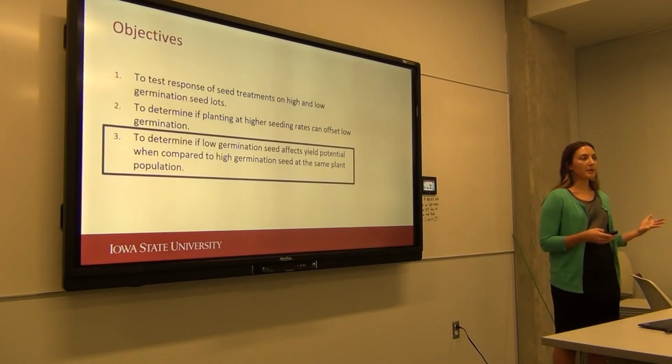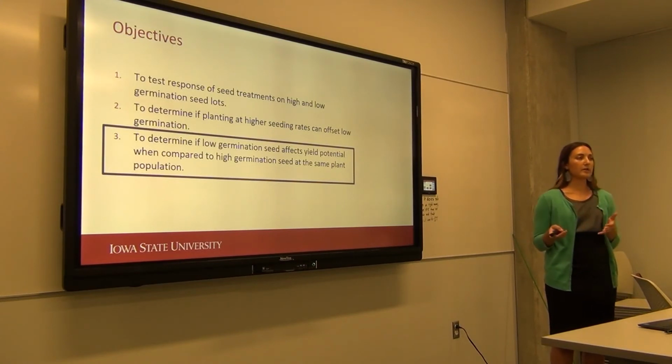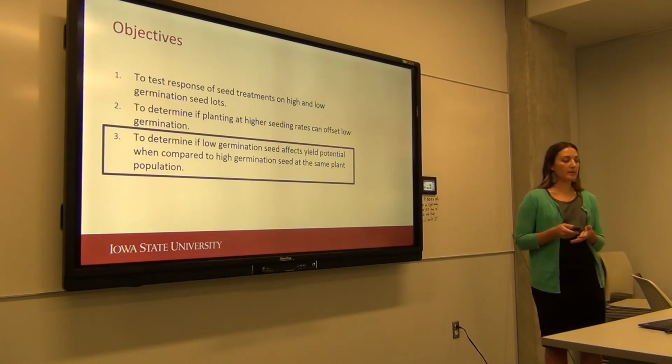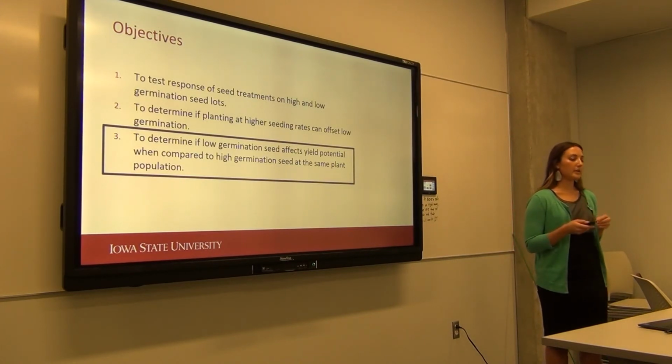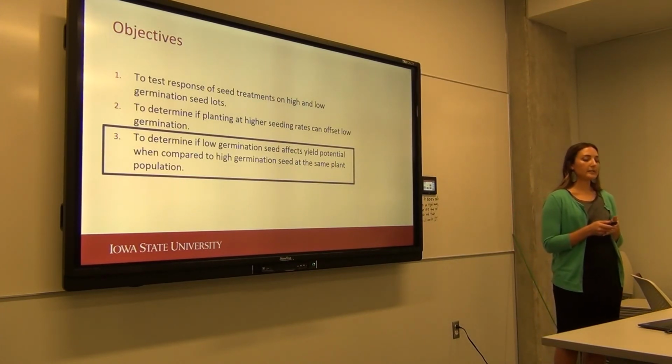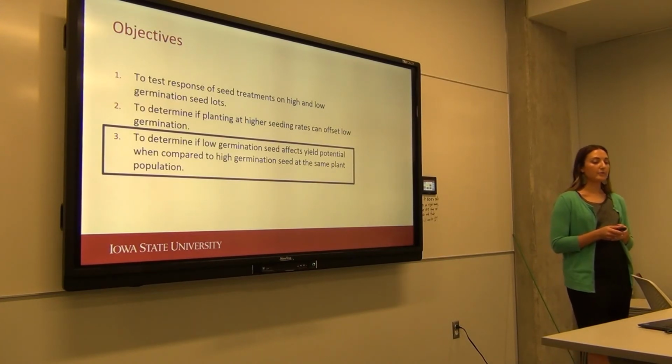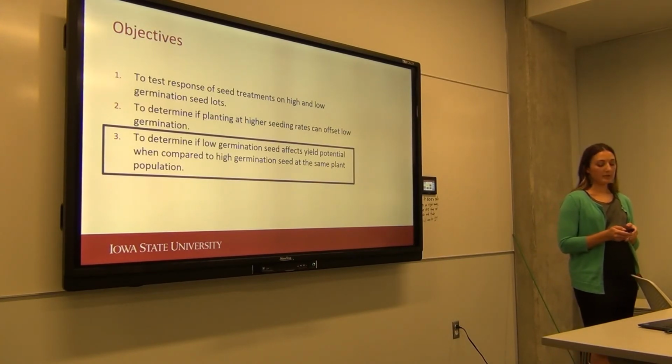So now that I've finished talking about the second experiment, which was the seeding rate experiment, I'm going to move on to the yield potential experiment. And this was to test the third objective, which was to determine if low germination seed affects yield potential when compared to high germination seed at the same plant populations.